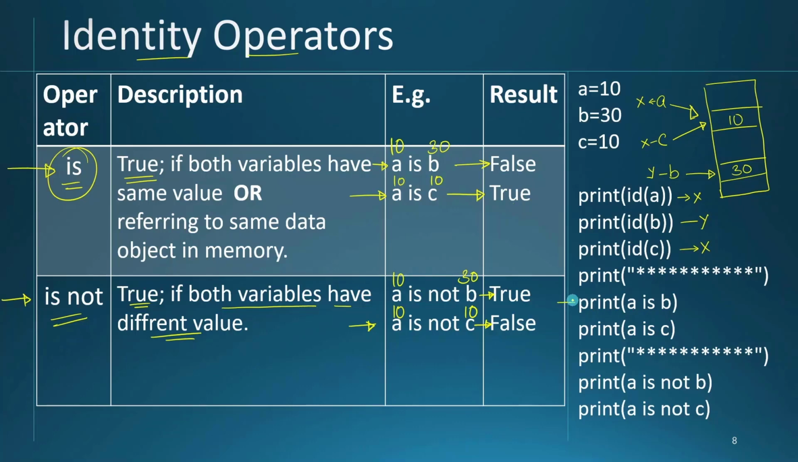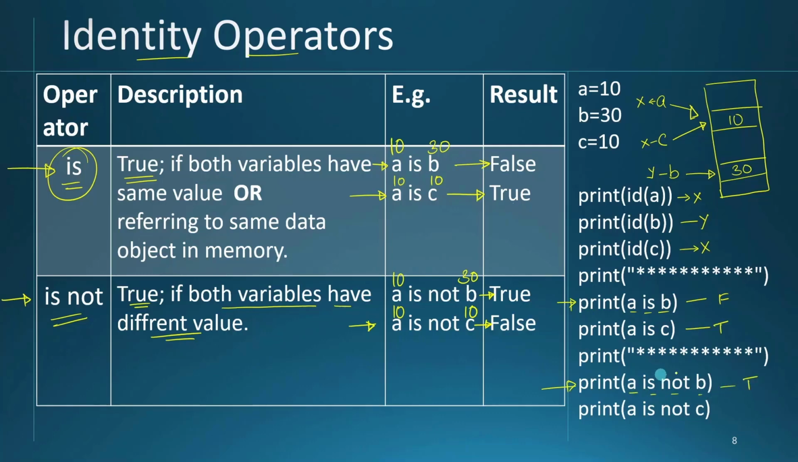In the next print statement I am checking whether a is b. So here you can see a is pointing to some location and b is pointing to some other location. So this will give result as false. A is c, this will produce the result as true because you can see actually both a and c is pointing to the same object, which is 10 stored inside the memory. And now I'll come to the next print statement. I am checking a is not b.